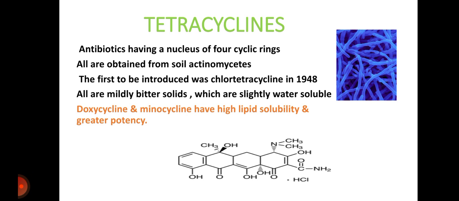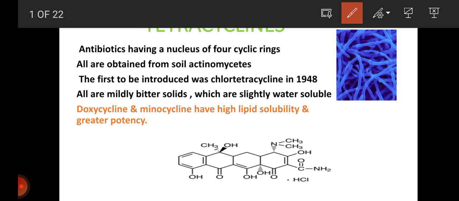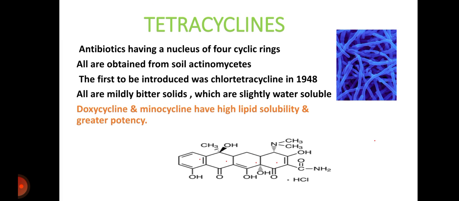So let's get started. Today we will discuss tetracycline. Tetracycline is an antibiotic having a nucleus of 4 cyclic rings. Here you can see the chemical structure of tetracycline with the 4 cyclic rings. All are obtained from soil actinomycetes.